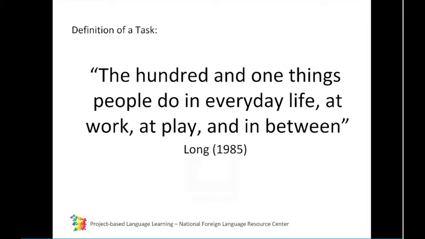Okay, so let's take a look at these words. When we think about task and what the definition of a task is, it's really the 101 things people do in everyday life, at work, at play, and in between. So in real world tasks, think about what language students need to do to complete these tasks.